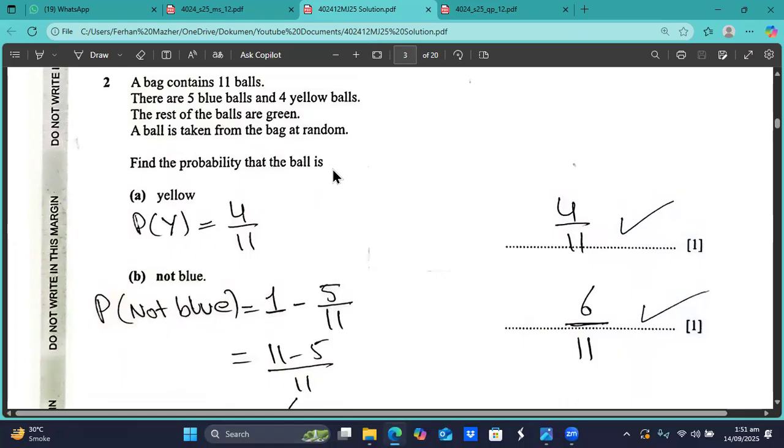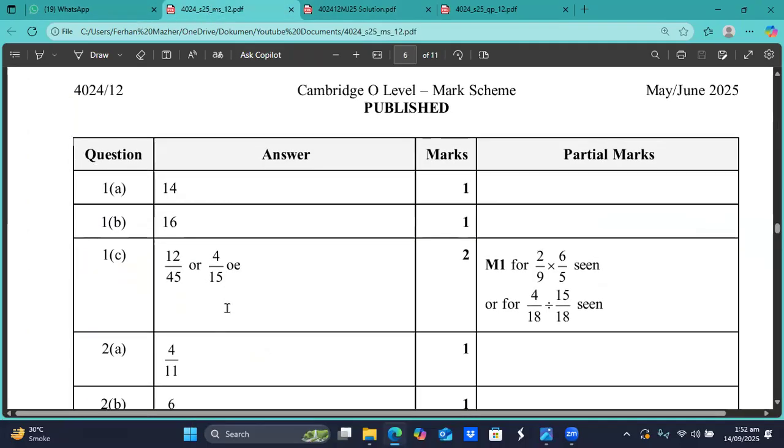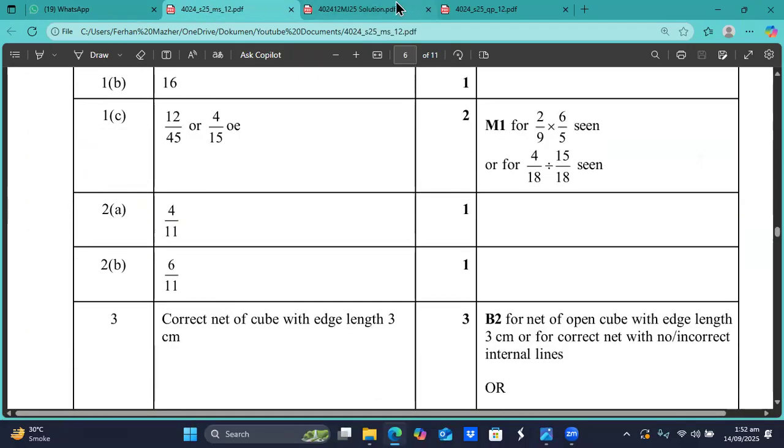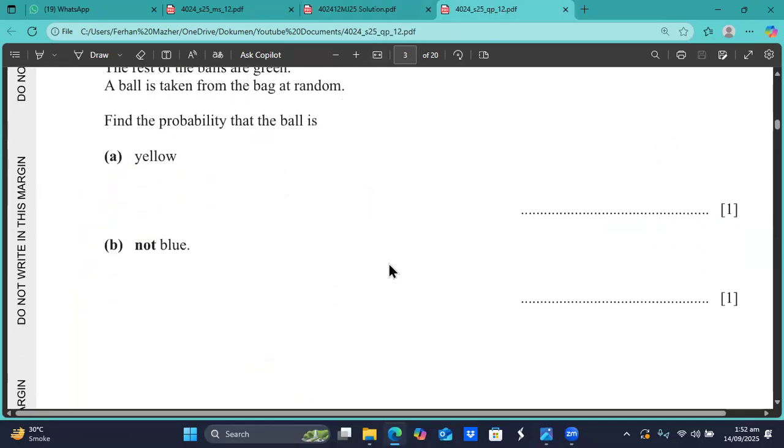Not blue. The blue balls are 5, so 11 minus 5 is 6. So the probability will be 6 by 11. Here, not blue will be 1 minus the probability of blue, that is 1 minus 5 by 11, that is 11 minus 5 by 11. So that is 6 by 11. So for question number 2, A part and B part, our answers are right. I hope you can understand this. Very simple, straightforward question on probability.